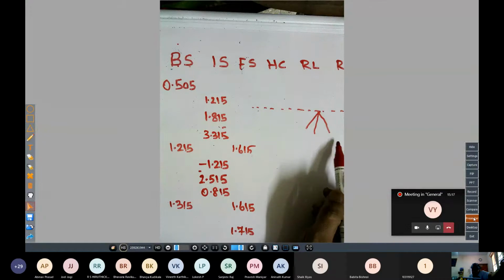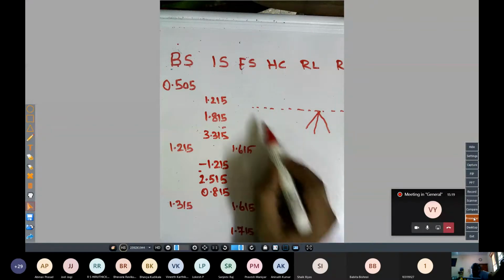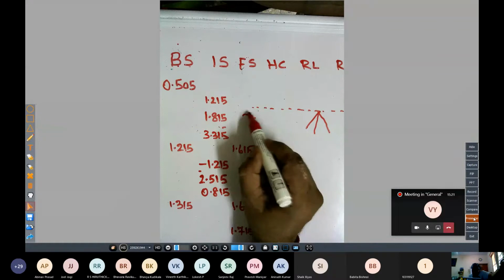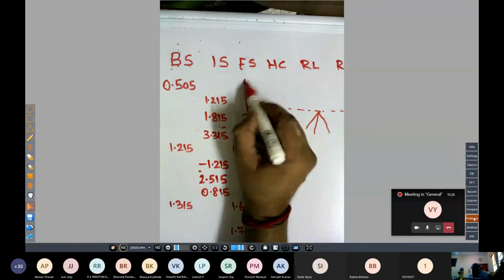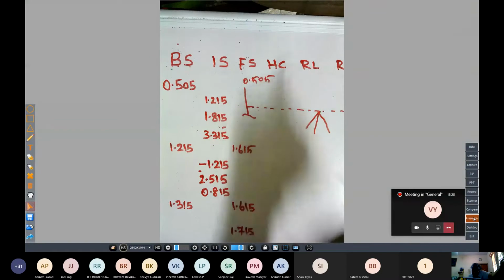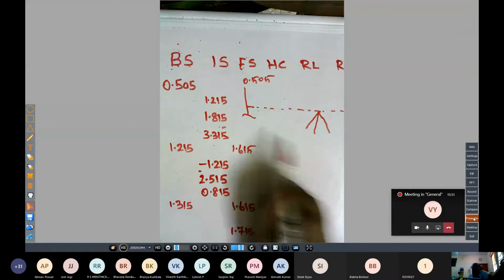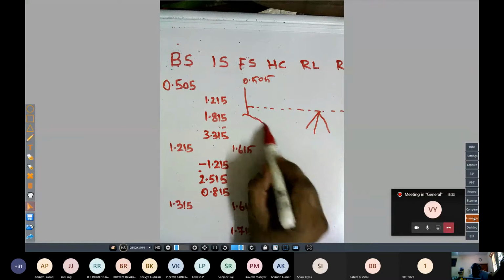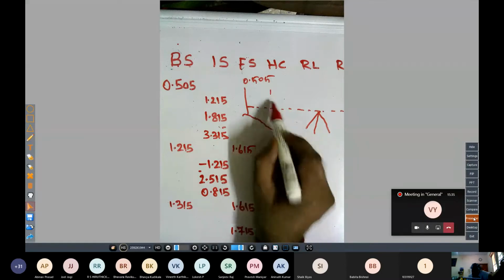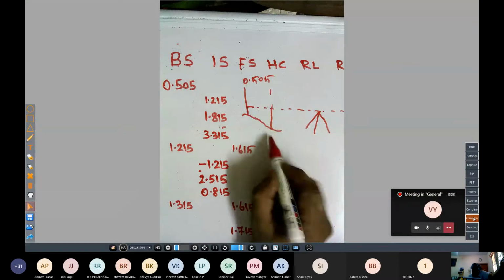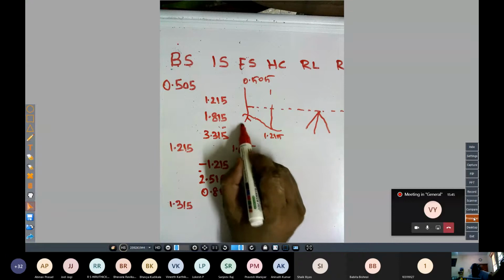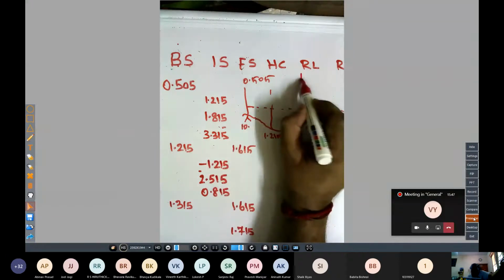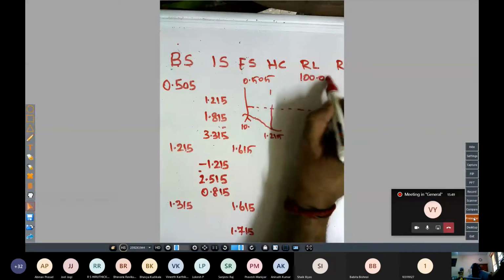Now this is your first point, 0.505. Then the second point comes like this. This is your second point, 1.215. Now what I know is the benchmark, this is 100. Suppose I say that this is 0.000.